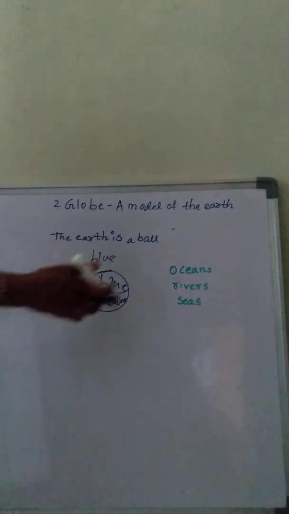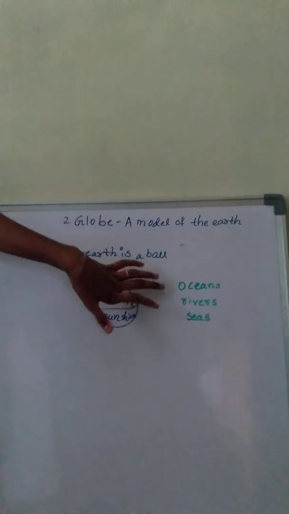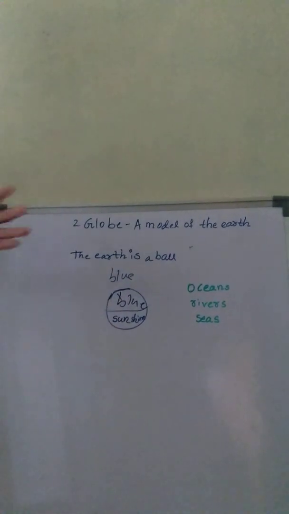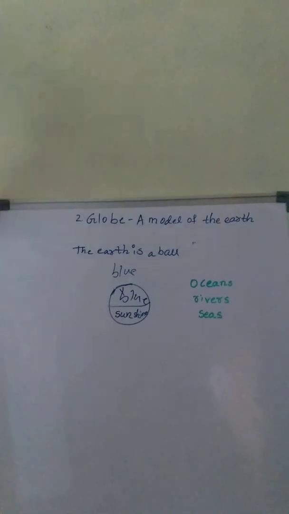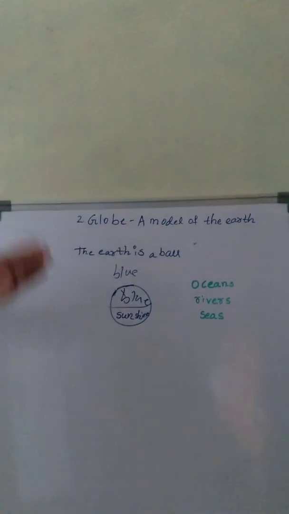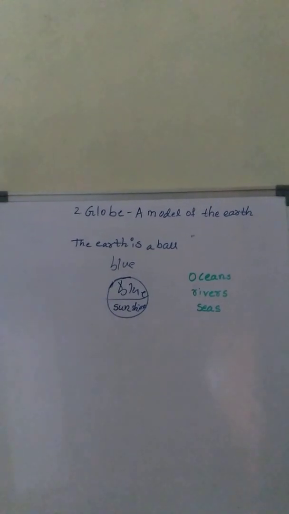Only a small part gets sunshine, and the larger part is blue in color because the earth is mostly covered by water. Half the earth is covered more with oceans, seas and rivers. Means the earth is full of oceans, rivers and seas.